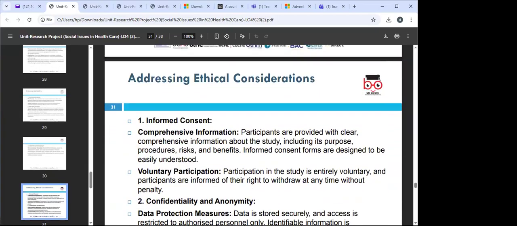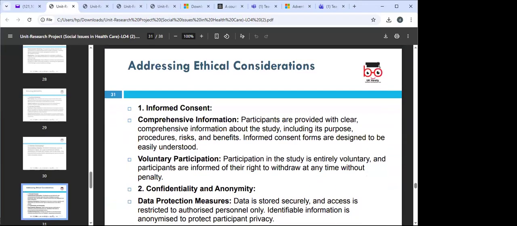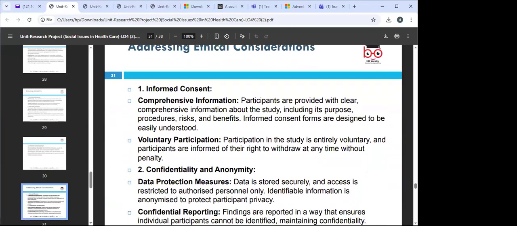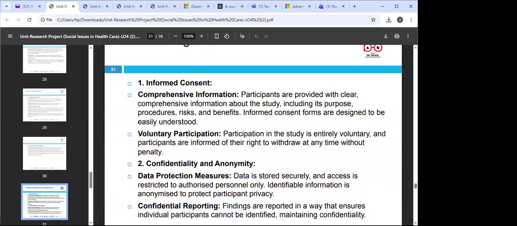All right. So in that, how do you address ethical consideration? We mentioned that. I said informed consent has been made. It's been comprehensive and informative. Participants are provided with clear, comprehensive information about the study, including the purpose, the procedures, the risks involved, and the benefits, so they know that they are giving you their information because you're collecting data, and they know the risks involved.